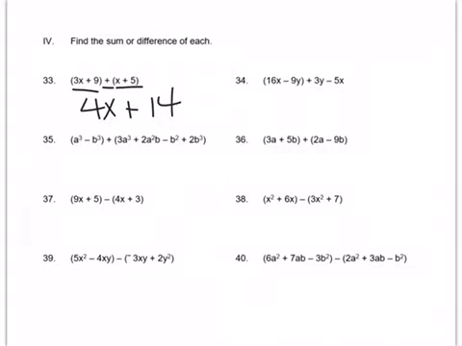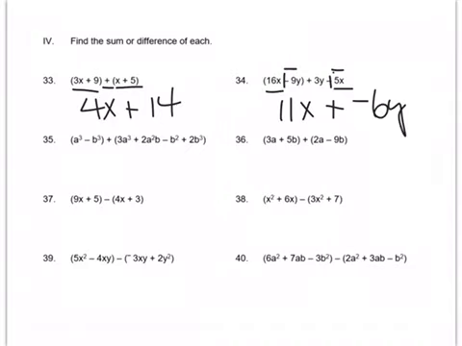Okay, number 34. So inside the parentheses, we change subtraction to addition next to its opposite, so that 9y becomes a negative. Then I got another one over here that I just change, and it's just a single thing. So now I add things together. So I've got a 16x and a negative 5x, which is going to give me 11x. Plus, and I got a negative 9y and a 3y, which is going to give me a negative 6y.